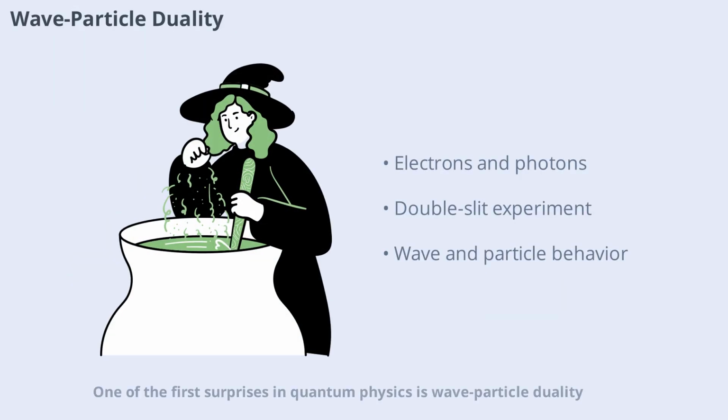One of the first surprises in quantum physics is wave-particle duality. This means that tiny particles like electrons and photons can act both as particles and as waves. For example, light can travel as a wave, spreading out and interfering with itself, but it can also hit a surface as individual particles called photons. This dual behavior was first demonstrated in experiments like the famous double-slit experiment, which showed that particles can create patterns typical of waves. Understanding wave-particle duality is key to grasping the strange nature of the quantum world.